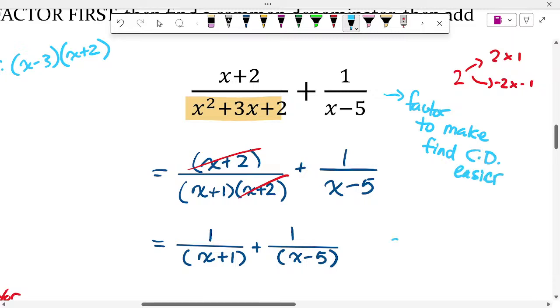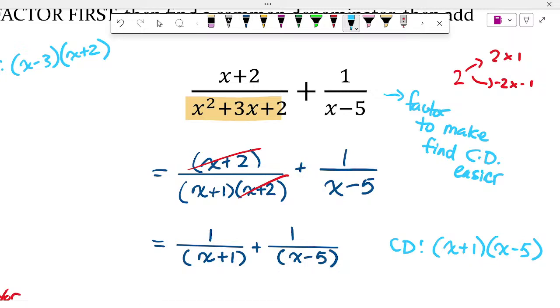And then what is the common denominator here? We said when in doubt, do what with the two denominators? Multiply them together. So the common denominator will just be x plus 1 times x minus 5. Should I expand that? No. Absolutely not. Does that make sense? When in doubt, just make your common denominator both of these put together.